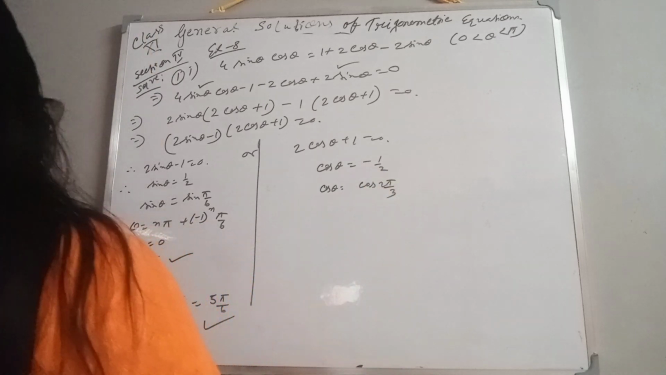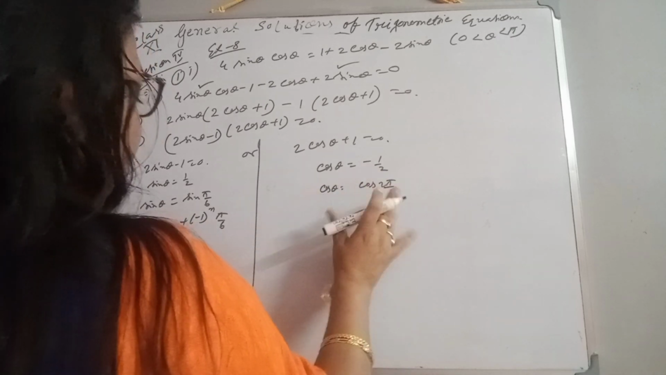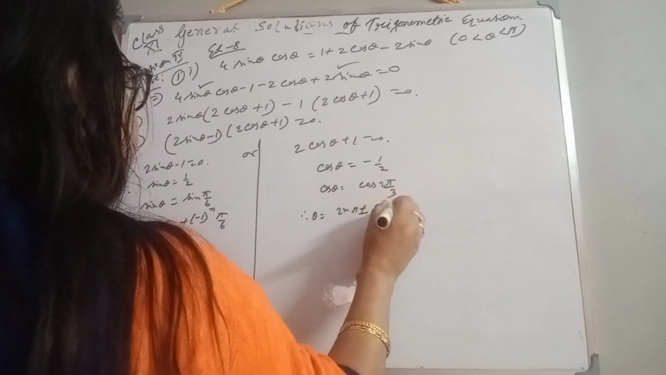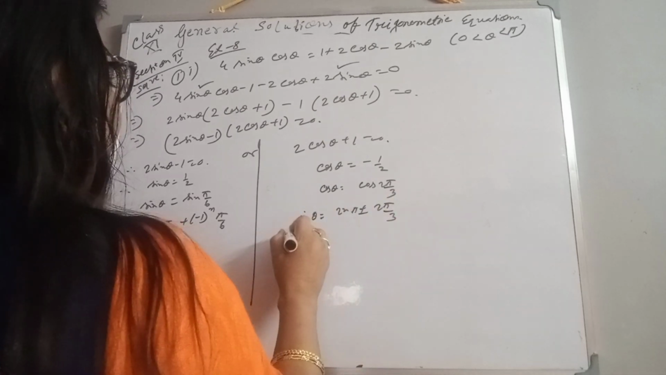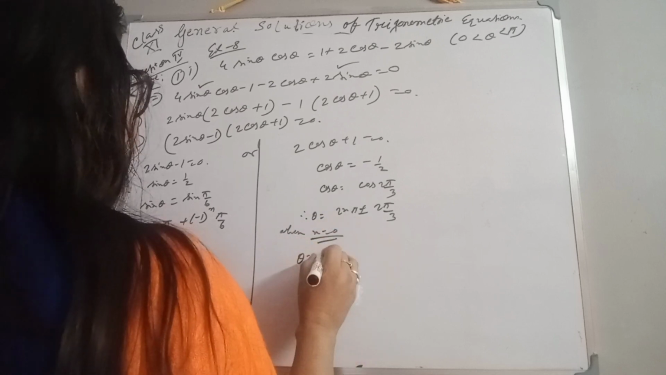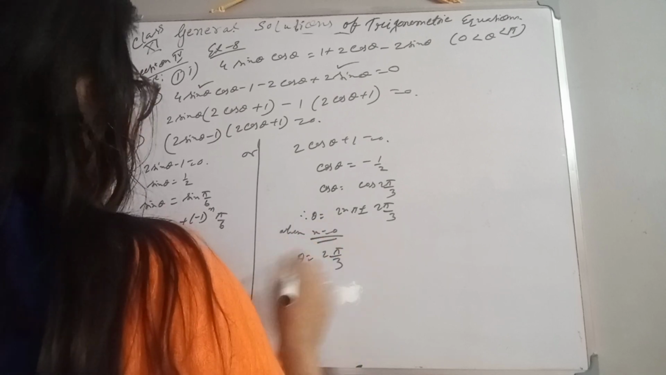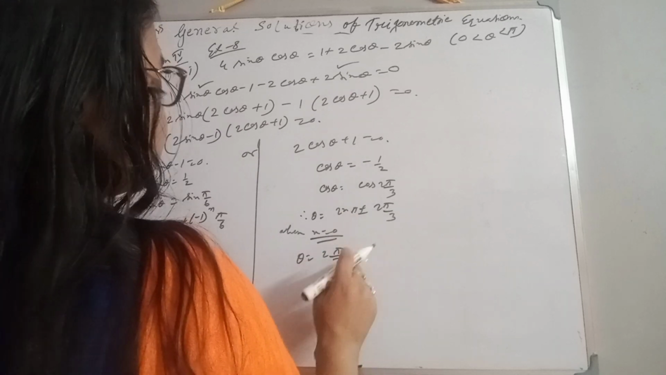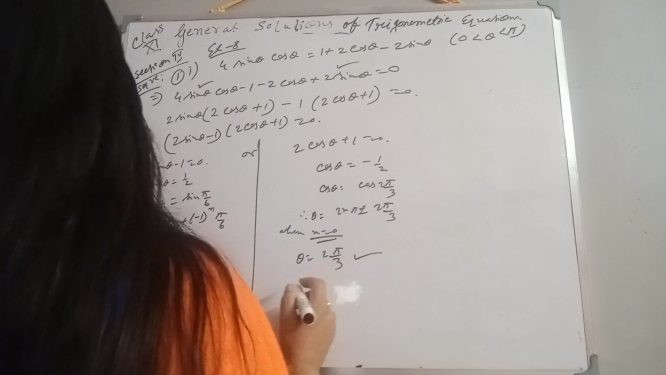Cos 2 pi by 3. Okay, therefore cos theta equals cos alpha. Therefore theta is equal to 2n pi plus minus 2 pi by 3. Now when n equals 0, same as before, theta is simply 2 pi by 3. Pi by 3 means, again check, 60. 60 into 2, 120 degrees. So we can take this value.